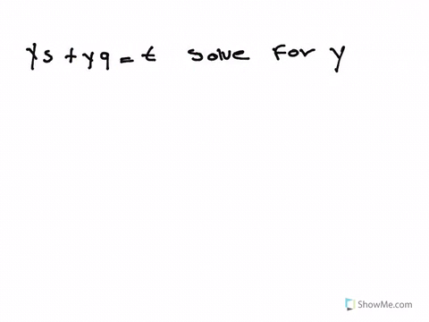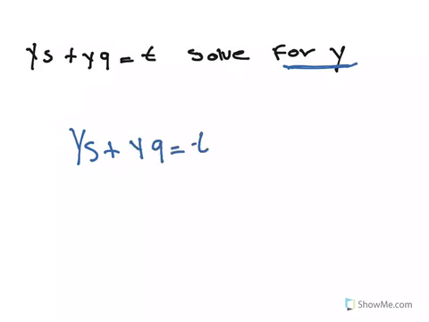Let's see another example. In this case, we have ys plus yq equals t. And they want us to solve for y. So ys plus yq equals t. Well, let's see if we can take some things that are in common. What do you see here and you see here? That they both have the same. Well, they both have a y, so that means we can take that y that is in common between those two. So I'm going to take that y out, and I am left with y times (s plus q) equals t.